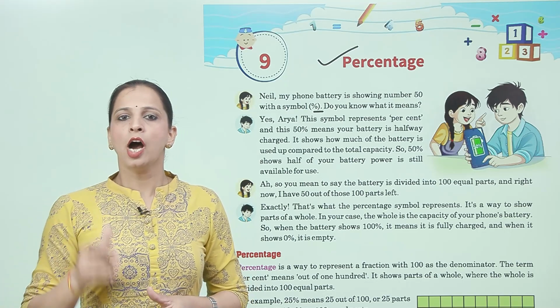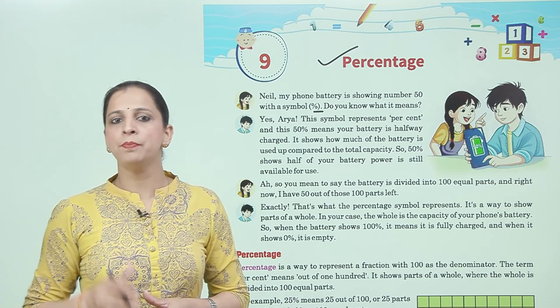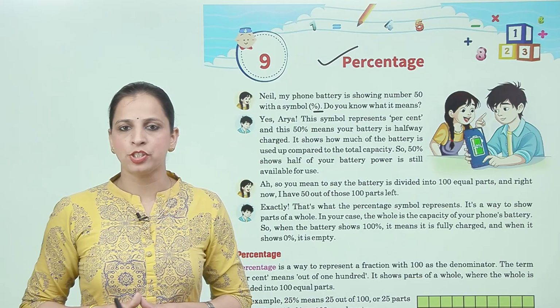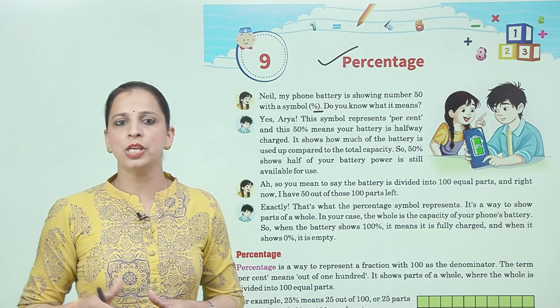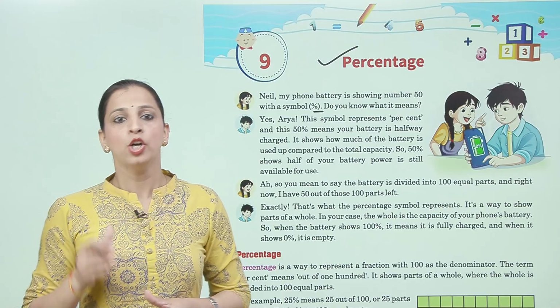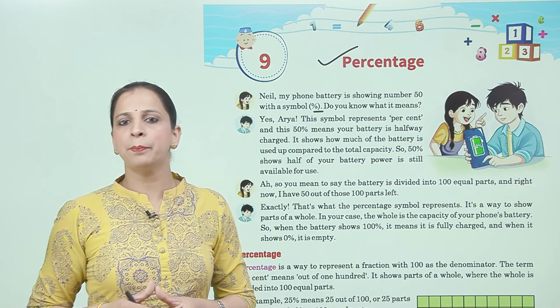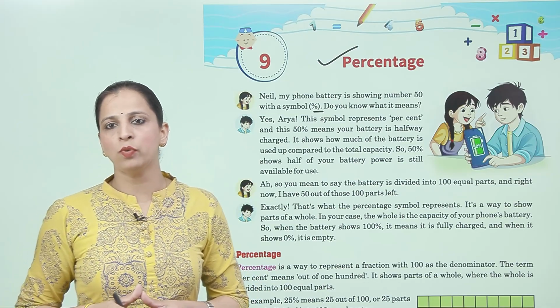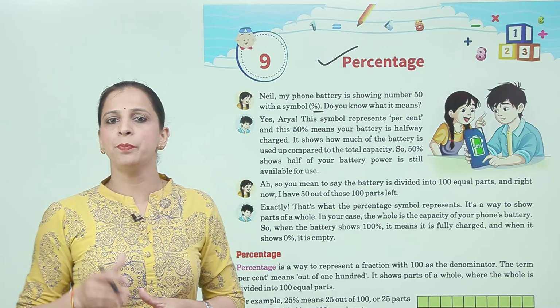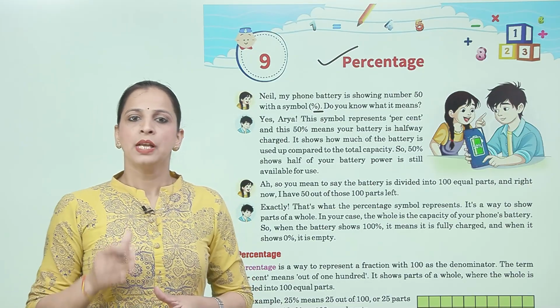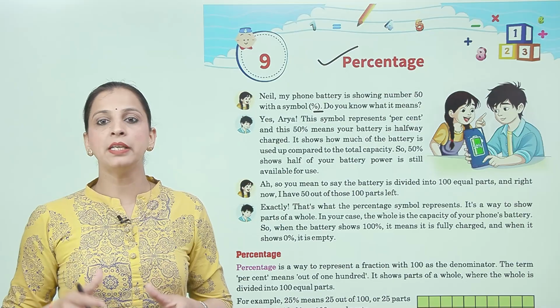It shows how much of the battery is available compared to the total capacity. So 50% shows half of your battery power is still available for use. So you mean to say the battery is divided into 100 equal parts and right now I have 50 out of those 100 parts left. Exactly. That's what the percentage symbol represents.